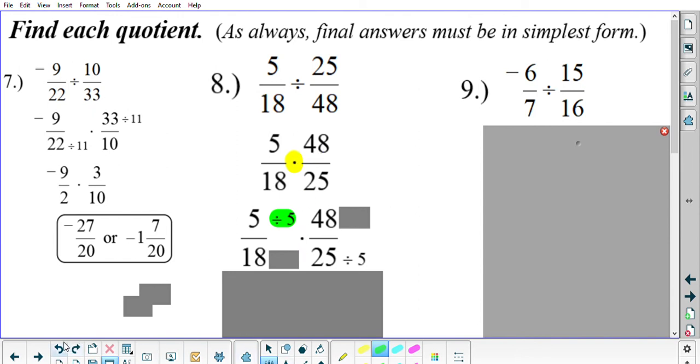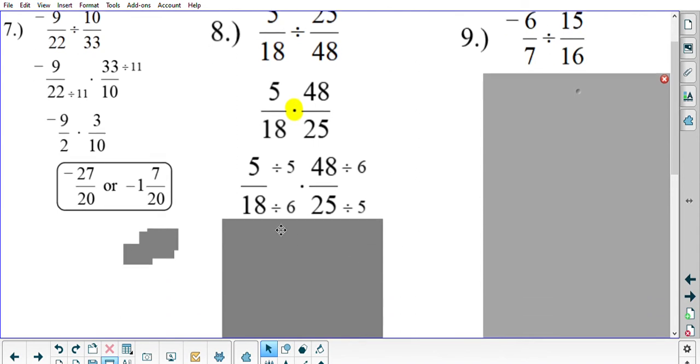So anyway, as I was saying, 5 and 25 are both divisible by 5, so we should go ahead and reduce those. 18 and 48 are both divisible by 2. They're both divisible by 3, but the greatest common factor that they're divisible by is 6. And if you want these problems to be as simple as possible, you should try to figure out the greatest common factor.